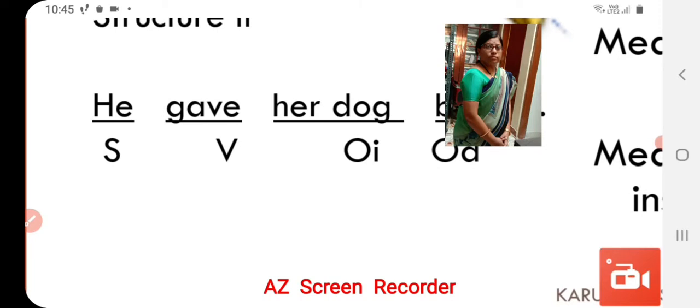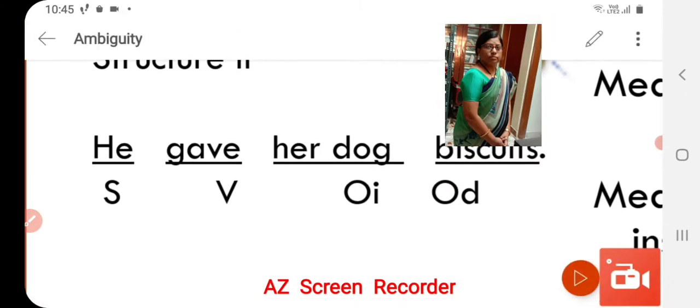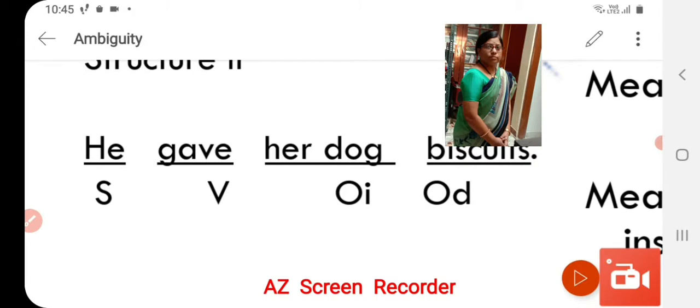He subject, gave verb, her dog, her dog. He gave biscuits to her dog.